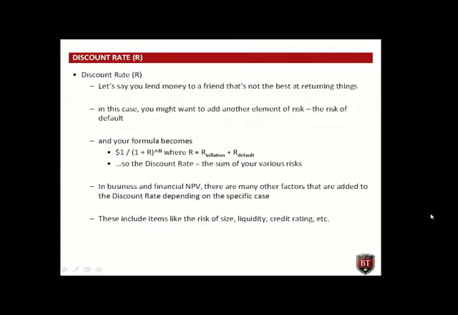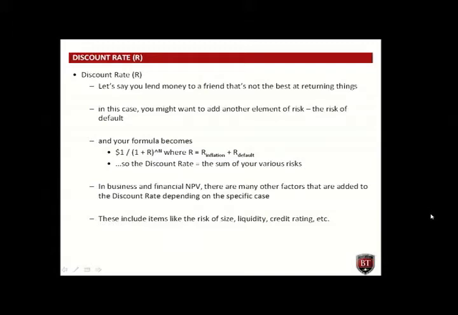Now, in that formula, the NPV formula that we just saw, R was the discount rate. And the discount rate basically is a measure of the risk involved with a certain amount of money over time. And R is actually calculated as the sum of various risks. So for example, there's a rate of inflation that's R sub inflation, there might be a default risk, which is R sub default, and so on and so forth.